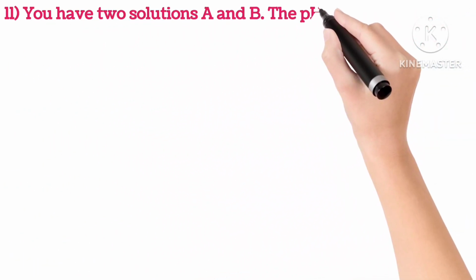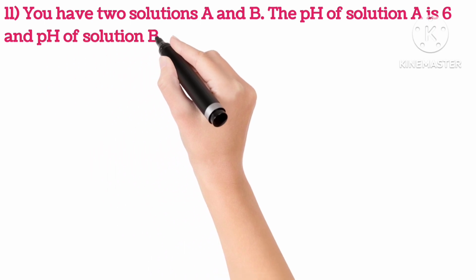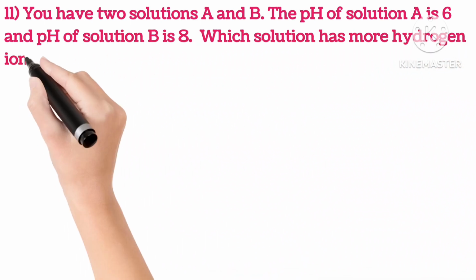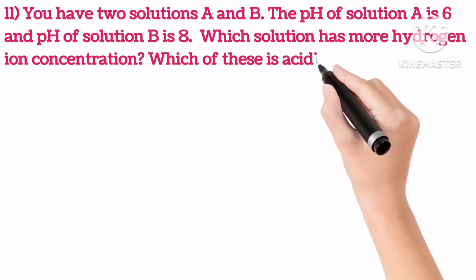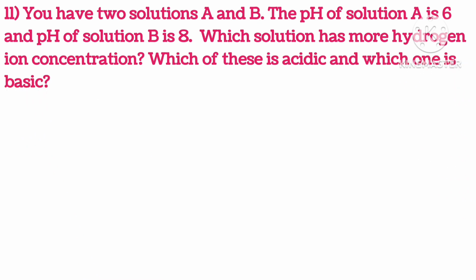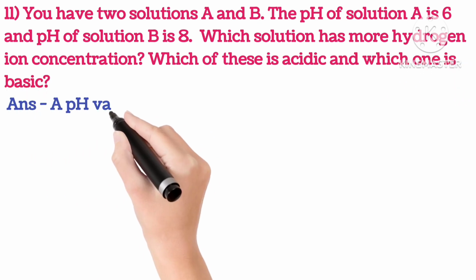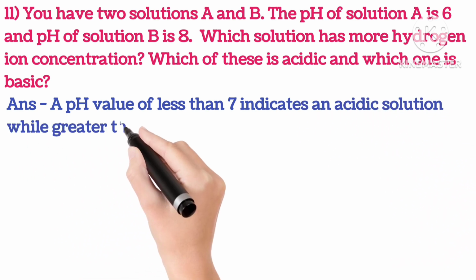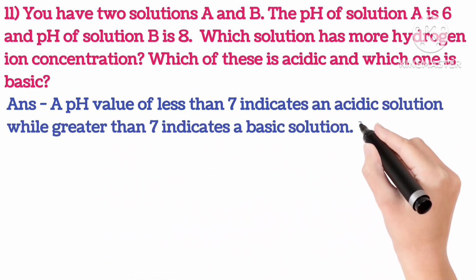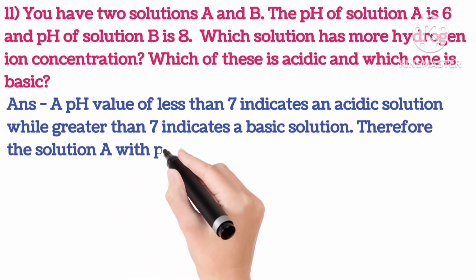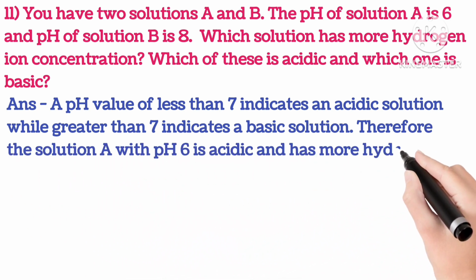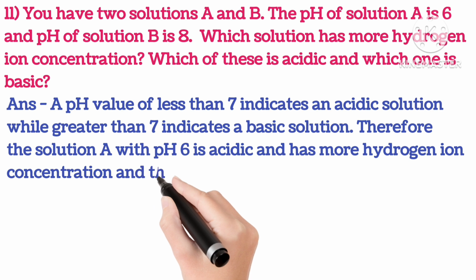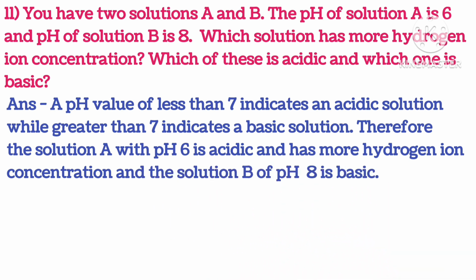11th, you have two solutions A and B. The pH of solution A is 6 and pH of solution B is 8. Which has more hydrogen ion concentration, and which of these is acidic and basic? A pH value of less than 7 indicates acidic solution and greater than 7 indicates basic solution. Therefore, the solution A with pH 6 is acidic and has more hydrogen ion concentration, and the solution B of pH 8 is basic.